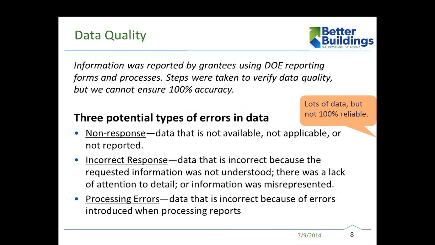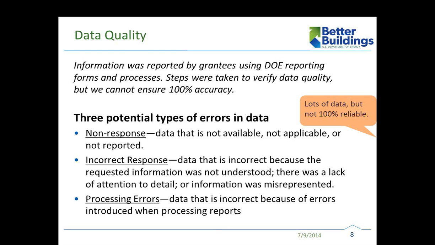So we collected lots of data, but unfortunately it's not necessarily 100% reliable, and there are three potential types of errors in the data that we were able to collect. And this is very common in any kind of data collection effort, that you're going to face these kinds of errors. First, you have data that's not reported, that's not available or not applicable, and it's sometimes puzzling why. If there's just a blank, you don't actually know the reason why, you just know that it's not there.